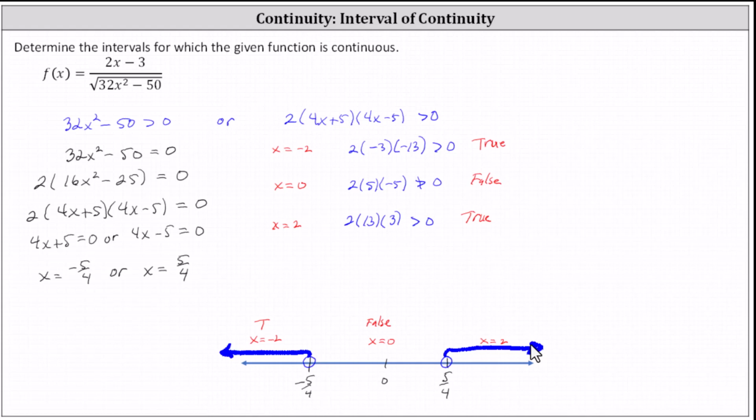Let's also express the intervals using interval notation. Recall on the right we're approaching positive infinity, on the left we're approaching negative infinity, which indicates the given function is continuous over the open interval from negative infinity to negative 5/4, union the open interval from 5/4 to infinity.